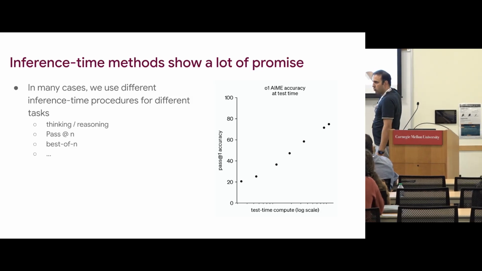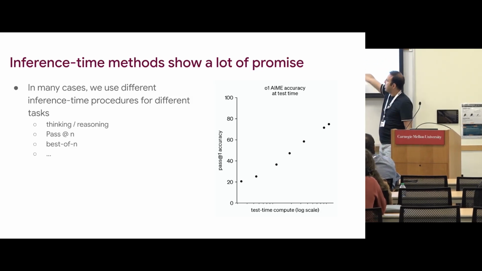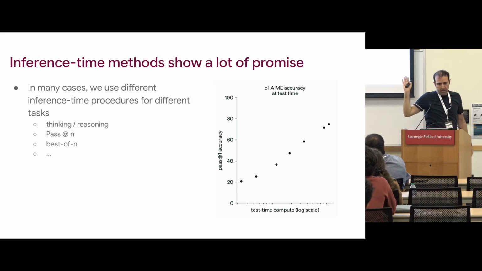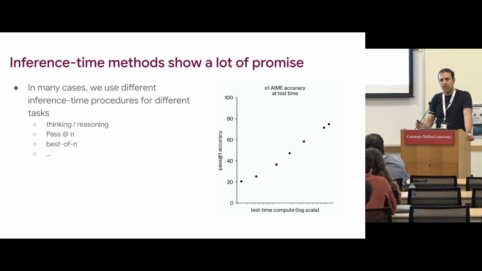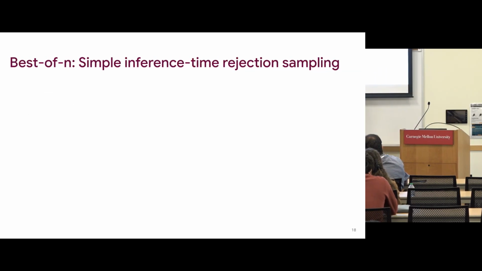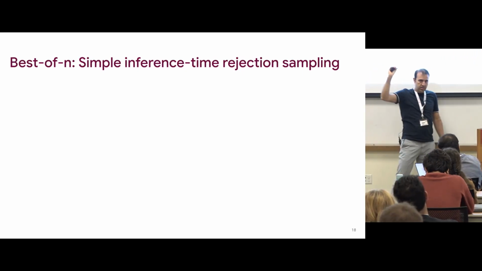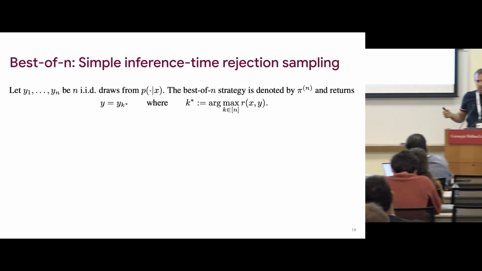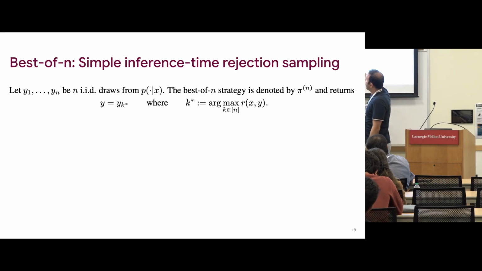So if you do more and more compute, generally you can expect better and better responses to be generated and given to the user. And so we tap into that too. So let's talk about a very simple inference time method called best of n. So what is best of n? Best of n is, let's say you have a reward function.